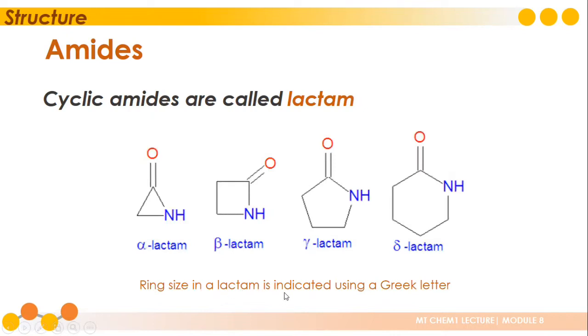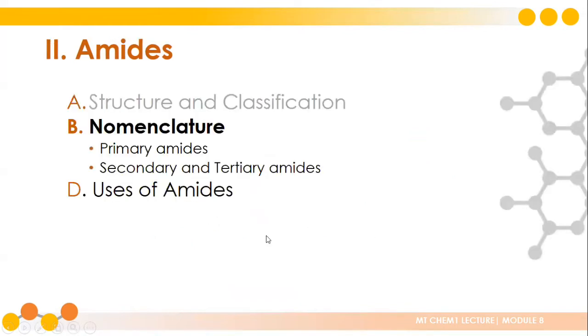The ring size in a lactam is indicated using a Greek letter. As the carbon count increases in the cyclic amide, the Greek letter also changes. Alpha lactam indicates that there are two carbons in our cyclic amide. Beta lactam indicates that there are three carbons located in our cyclic amide, and so on. We're now done with discussing the structure and classifications of amides.